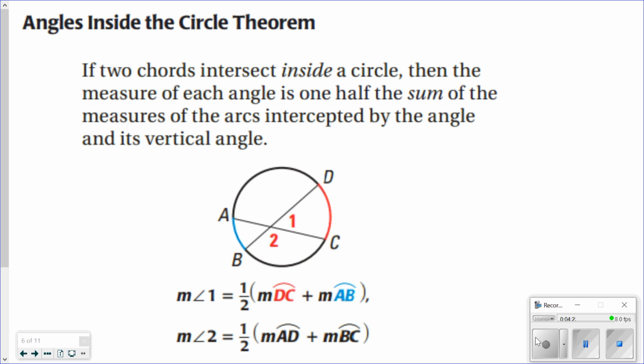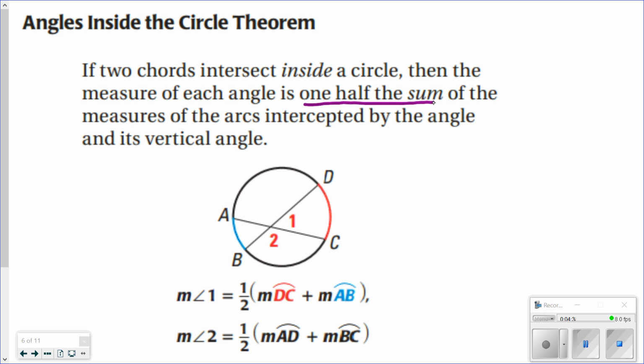Angles inside the circle theorem. If 2 chords intersect inside a circle, then the measure of each angle is 1/2 the sum of the measures of the arcs intercepted by the angle and its vertical angle.